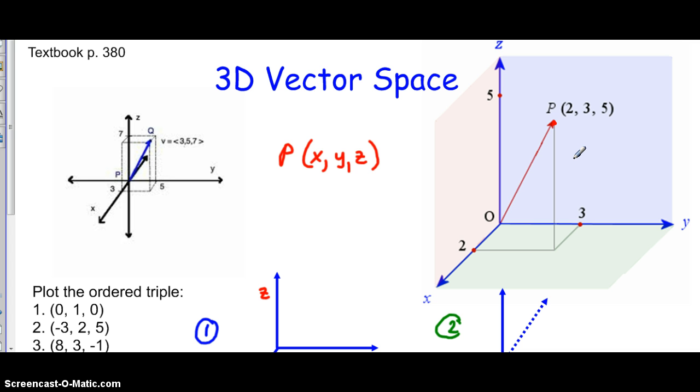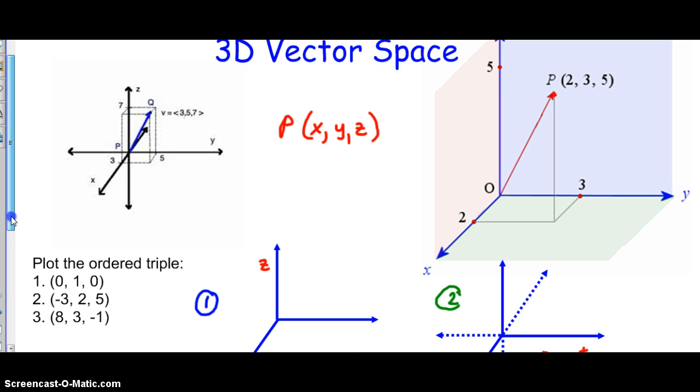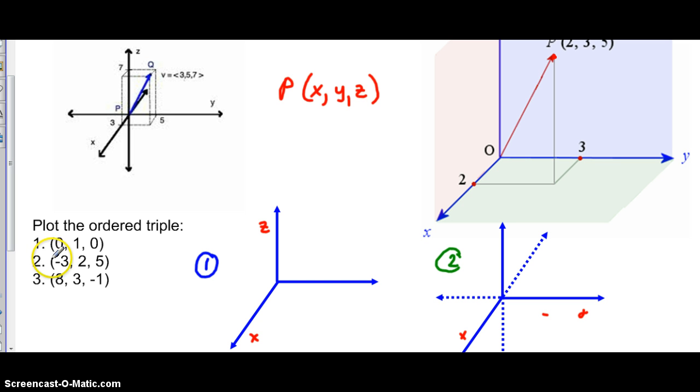But before we get into vectors, I want to make sure you know how to plot the ordered triple. So let's go ahead and try 3 examples. First, let's just think about how 0 would work, and it works the same way as it does when it's just 2D, 2 dimensions. So we have (0, 1, 0). First we have a 0 in the x direction, so we don't go anywhere from the origin. And then we have 1 unit for y and then 0 for z. So this point number 1 would be right here.